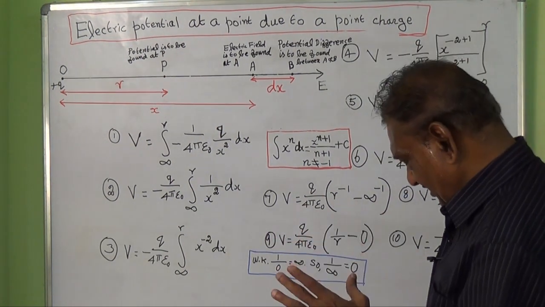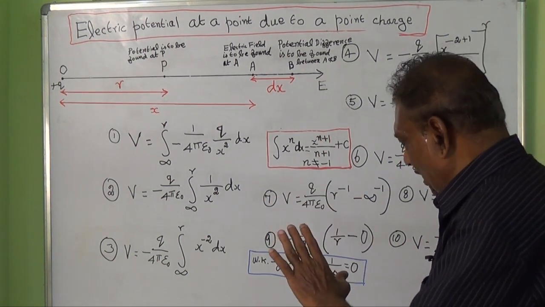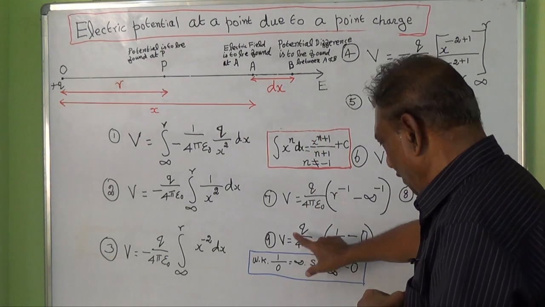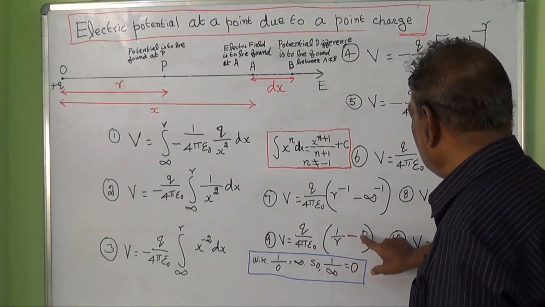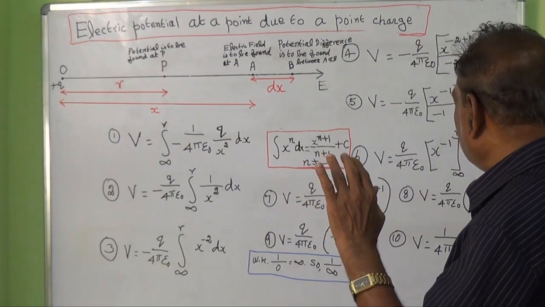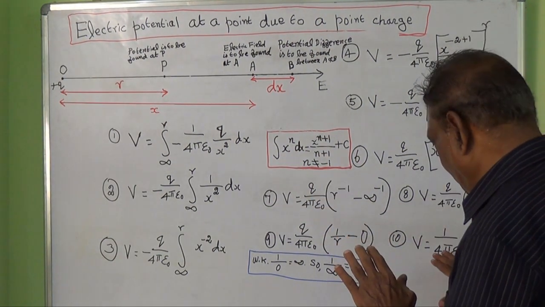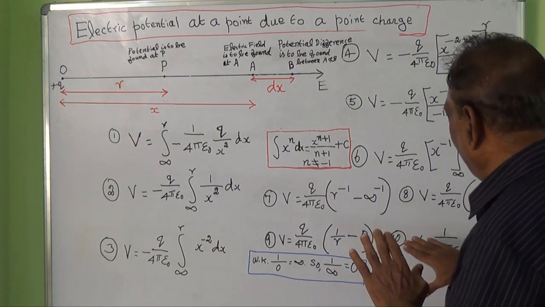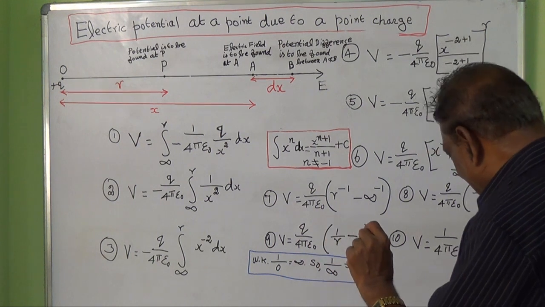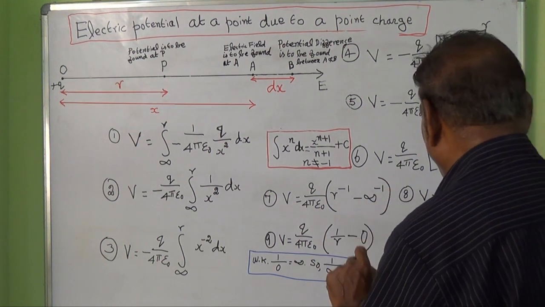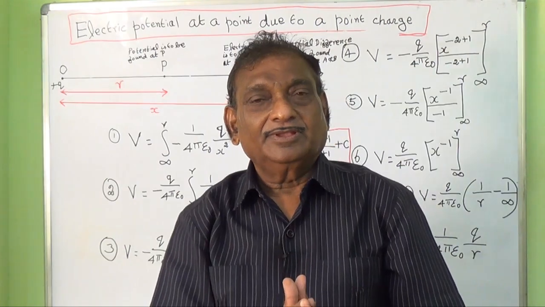As a result, we have got the ninth step as potential V equal to Q by 4 pi epsilon naught 1 by r minus 0. The final step is, if we write the constant separately, we will get the equation for the potential as V equal to 1 by 4 pi epsilon naught Q by r.